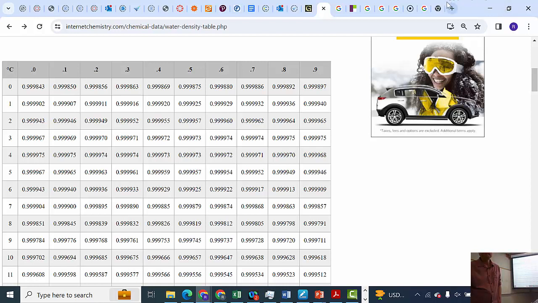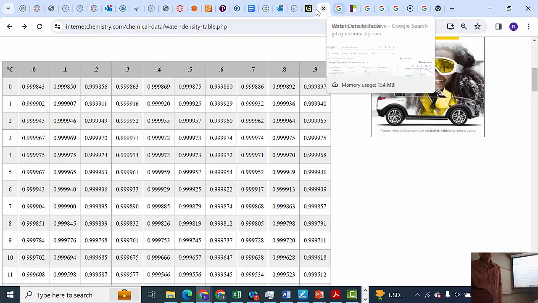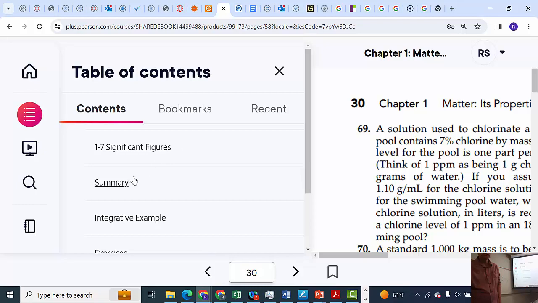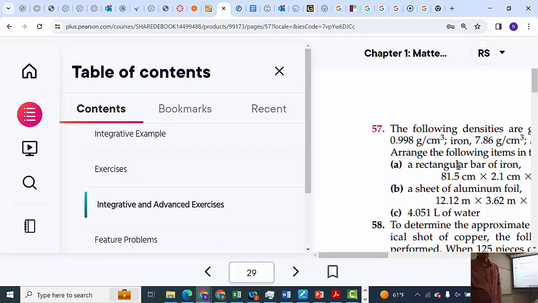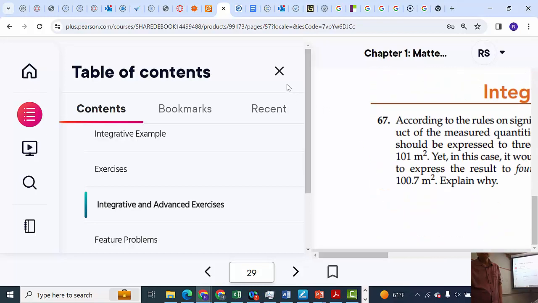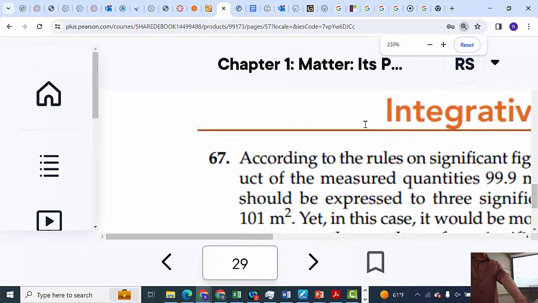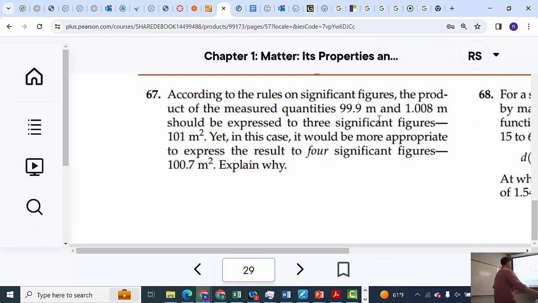In fact, let me just show you. This is quite well known. If you continue on to Chem 1A, you'll hit Chapter 1 of the Chem 1A book, and you'll hit a problem like this. According to the rules on significant figures, the product of the measured quantities, 99.9 and 1.008 meters: this is how many sig figs? 3. When we multiply these two together, the answer should be expressed in 3 significant figures, 101 square meters.